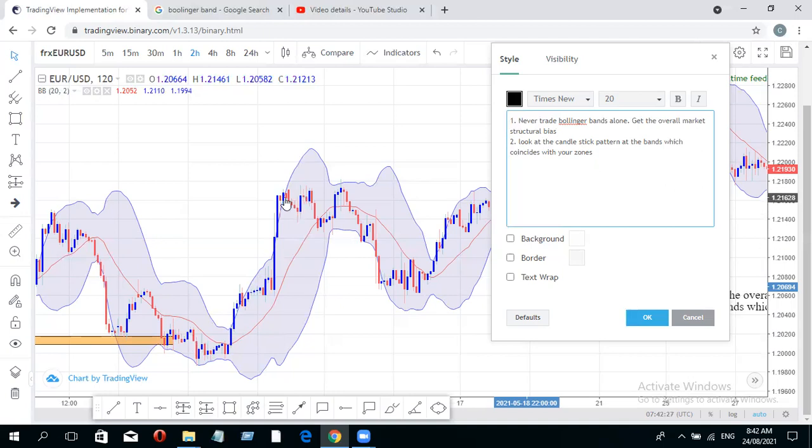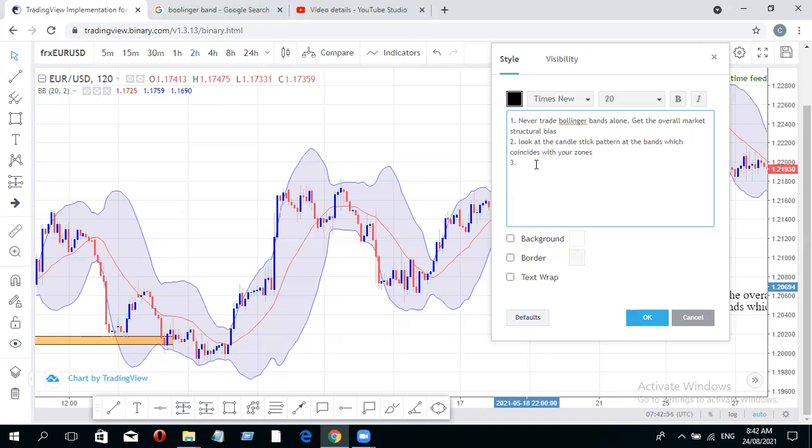Look at this upper Bollinger Band. We saw something like an RMI candle, then an engulfing candle at this point, and then we sold down a bit, and that is it. The third thing about Bollinger Bands is that you can look at the candlestick pattern at the bands which coincides with your zones. Never trade the Bollinger Bands alone. Get the overall market structural bias.